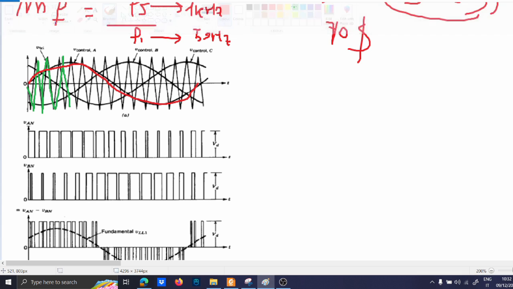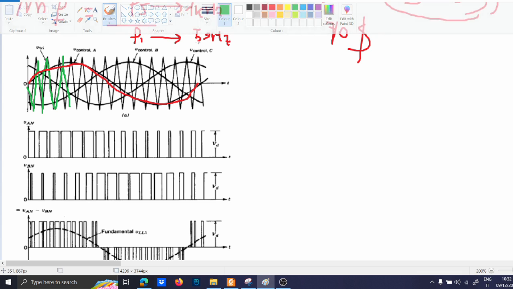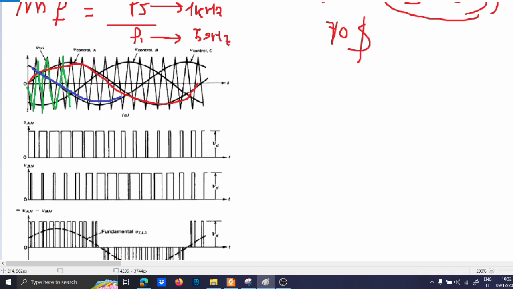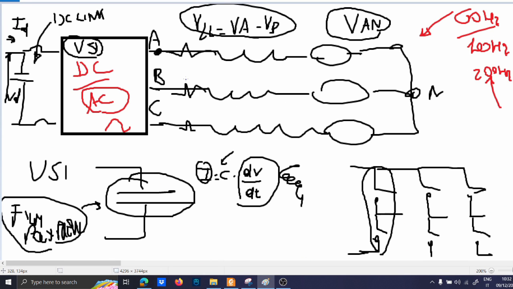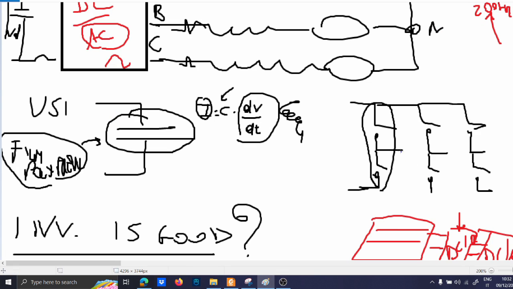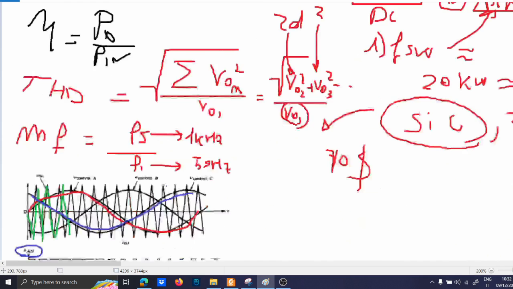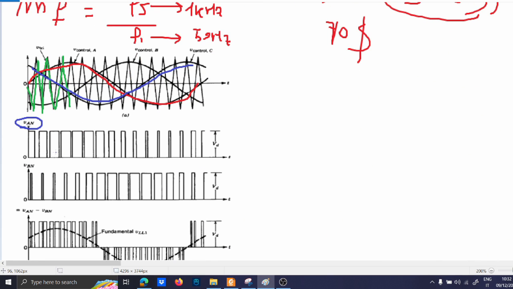So this is the first phase, then we have the second phase, like this, and the third phase is the other. So, to make you understand again, VAN is the voltage between here and the end of the motor here, okay?